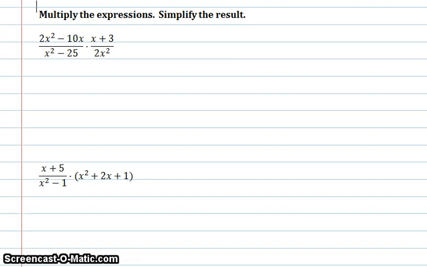For example, we have 2x squared minus 10x over x squared minus 25 times x plus 3 over 2x squared. Okay, so let's factor everything first. If we have 2x squared minus 10x, they have a common factor of both 2 and x. So that's 2x. What's left over? 2x times x gives us 2x squared, and then 2x times negative 5 gives us negative 10x. So that's fully factored on the top.